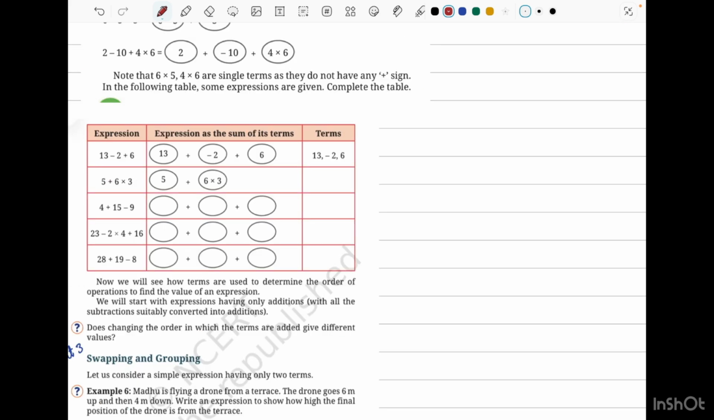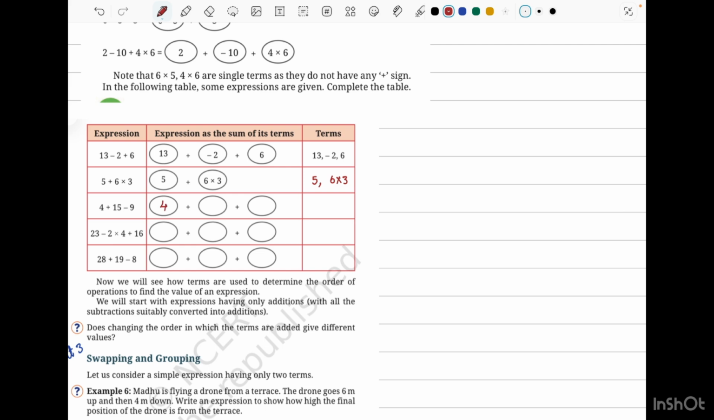Here we have been given a table. We have to separate the terms. It is given as 13 plus minus 2 plus 6. The terms are 13, minus 2 and 6. Next one is 5 plus 6 into 3. The multiplication can be considered as a term. So the terms are 5 and 6 into 3.